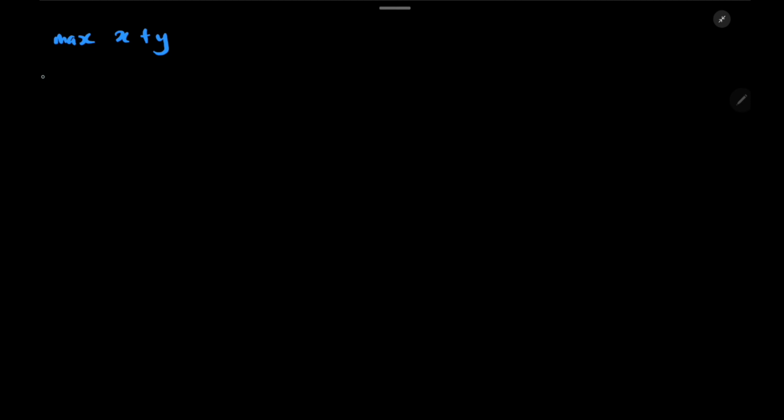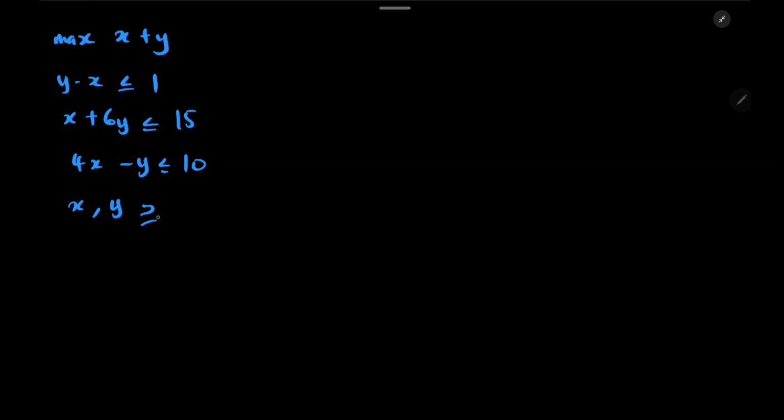x plus y such that y minus x is less than or equal to 1, x plus 6y less than or equal to 15, 4x minus y less than or equal to 10, where x and y are both greater than or equal to 0. To solve this graphically, we want to first draw the corresponding graphs and then visualize its corresponding regions. So to do that, let's quickly draw a plane. This is a plane, y-axis, x-axis.